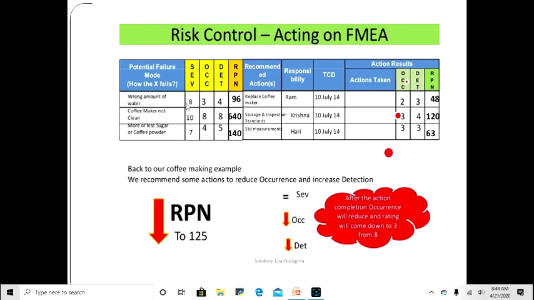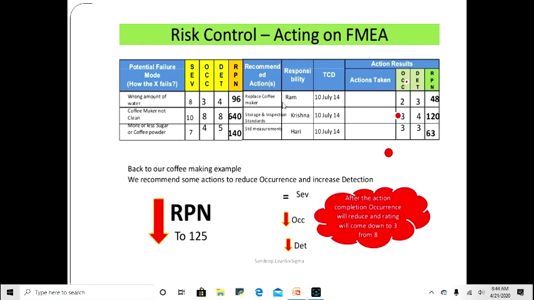So in our case, wrong amount of water, severity is 8. And here the severity is high, 10. So first you have to look at this figure and reduce it. You bring it to a lower limit. Once you reduce this, the occurrence will be reduced, and whether you can detect or not, that also will reduce. Yes, it will be easily detectable. So now you do the action plan.